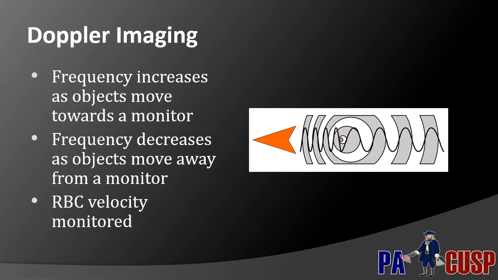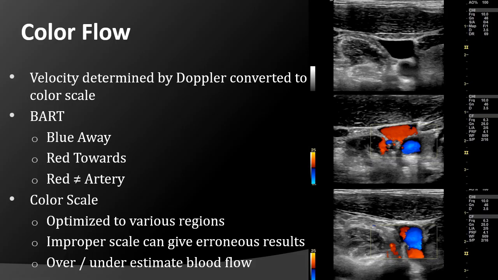Doppler imaging assesses the frequency of moving objects. The frequency is going to increase as an object is moving towards the monitor and decrease as it's moving away from the monitor. Everyone's experienced this at some point in their life, standing on a train track. As the train's coming in, it's got a very high frequency pitch, and as it's leaving, it has a much lower frequency pitch. Typically, this is going to be applied to red cell velocity. The acronym to be familiar with here is BART, which stands for blue away, red towards.